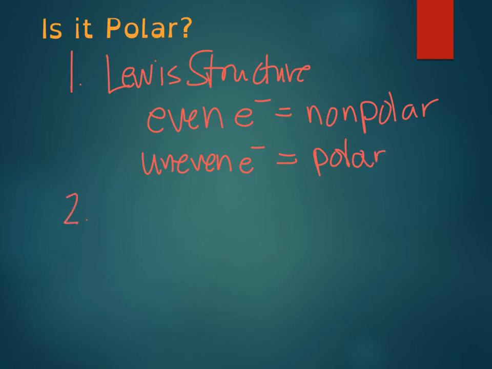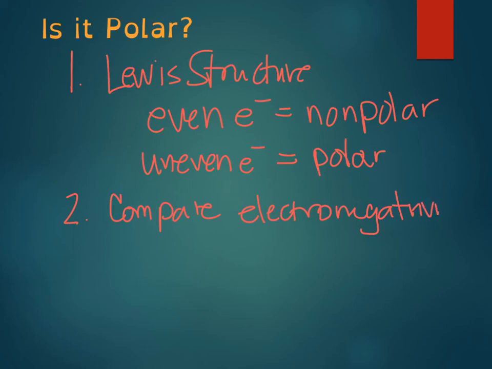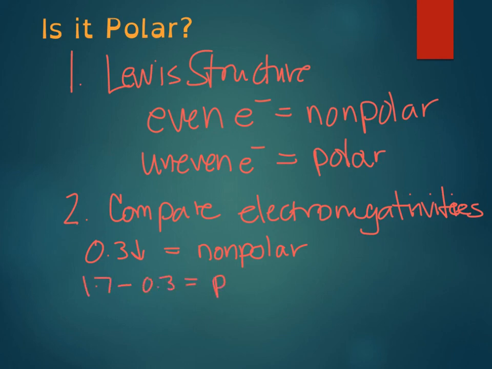The second way is to compare electronegativities. It's a long word, and it's probably not spelled right. When you compare electronegativities, if you subtract the 2 electronegativities and the value is 0.3 or lower, that is going to be considered nonpolar. And if you have something between 0.3 and 1.7, that will be polar, if their electronegativities, when you subtract them, fall in there.